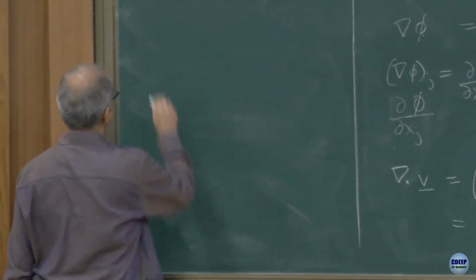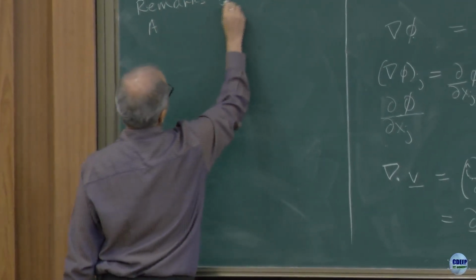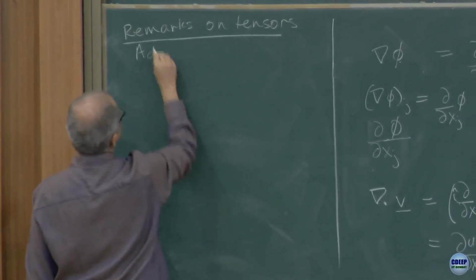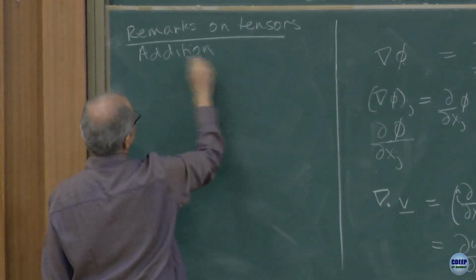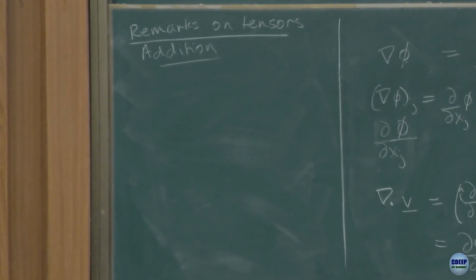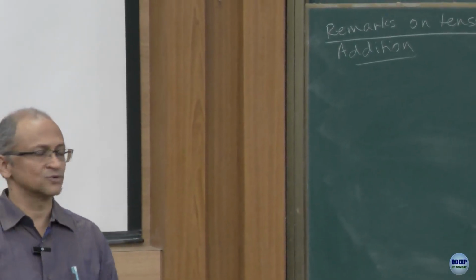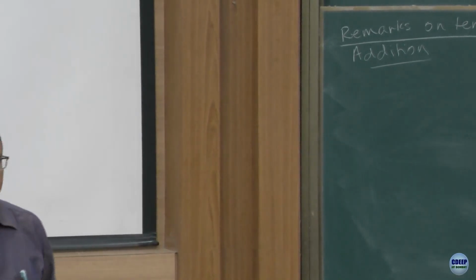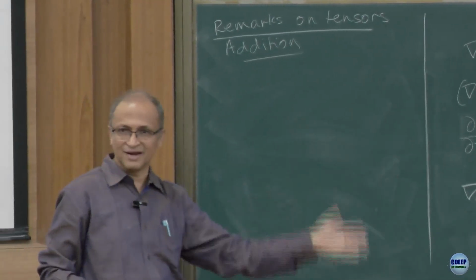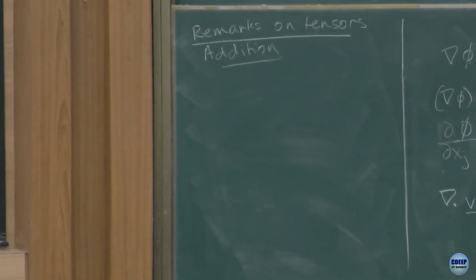So let us say the addition. Remarks on tensors, maybe. If I'm looking at it, can I add up two tensors? Yes, just like vectors, we can add up. But I can add up a vector to a vector; I cannot add up a scalar to a vector, right? It does not make any sense. So similarly, I cannot add a first order tensor to a second order tensor, or an nth order tensor to an mth order tensor. They have to be the same order, right?